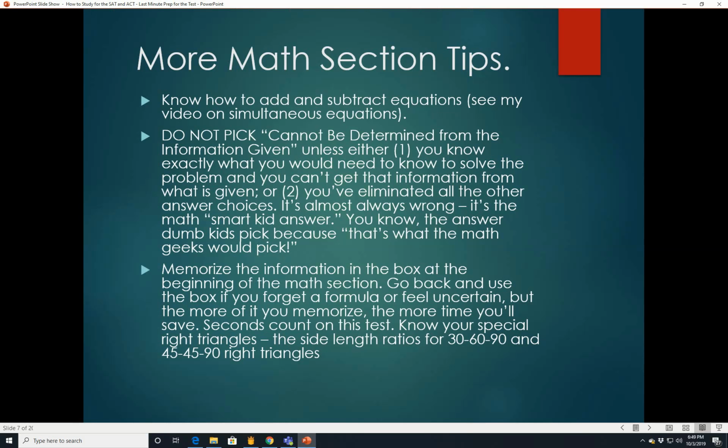Anyway, memorize the information in the box at the beginning of the math section. Go back and use the box if you forget a formula or feel uncertain, but the more of it you memorize, the more time you'll save. Seconds do count on this test, so know your special right triangles that are in that box.